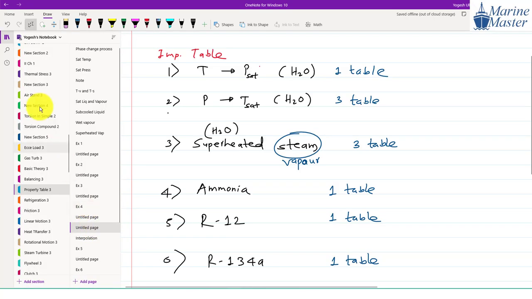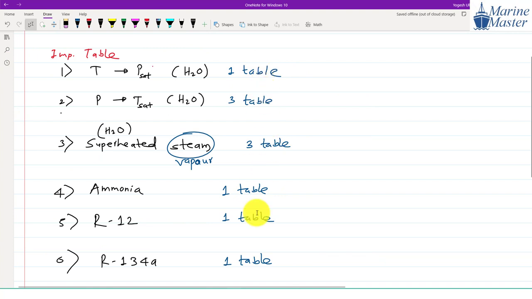And after this one, if possible, take a snapshot of this one, guys. These are the few tables which are important for us. Temperature to PSAT, H2O table. Pressure to TSAT, H2O. 3 tables are there. Superheated steam, 3 tables for the H2O. Ammonia, 1 table. R12, 1 table. R134, 1 table, guys. So take a snapshot of this one. These tables are important for us, and we have already seen these tables, guys.